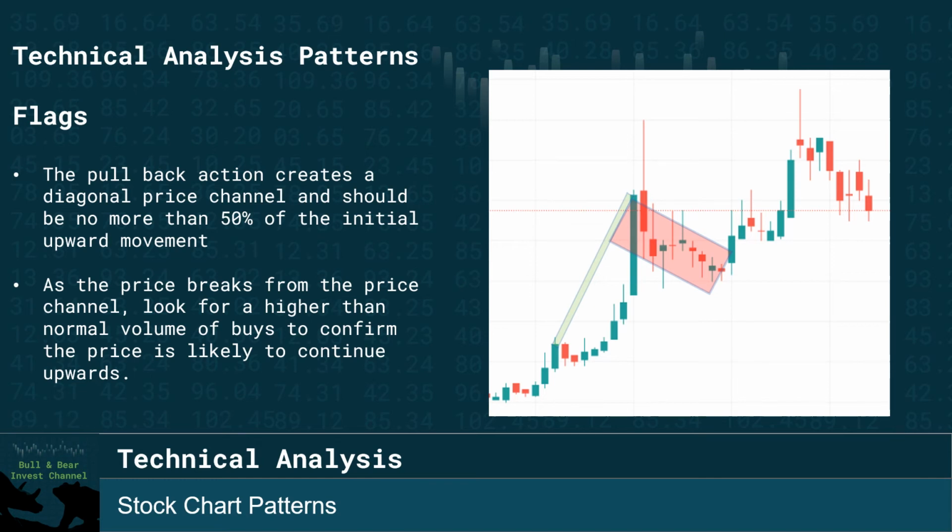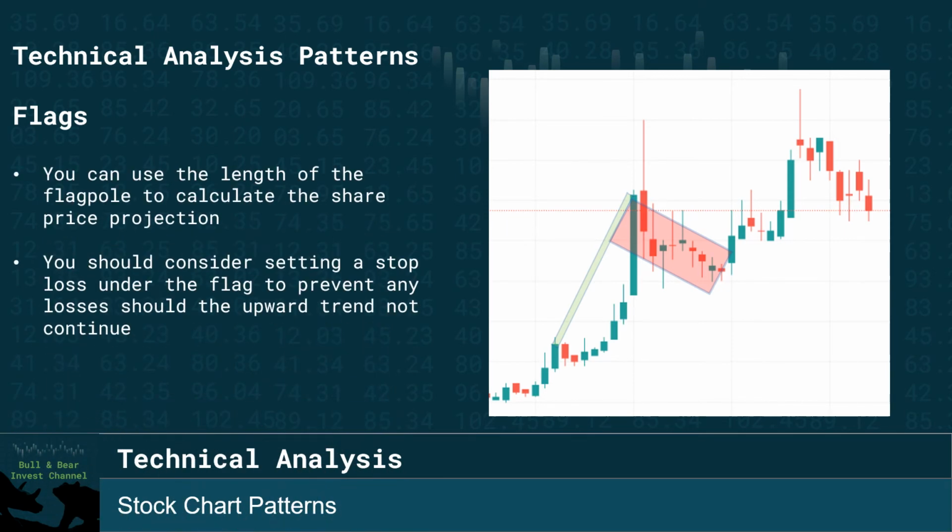As the share price breaks the price channel, look for a higher than normal volume of buys to confirm that the price is likely to continue upwards. You can use the length of the flagpole to calculate the share price projection by placing it on the tip of the flag. This will give you an indication to what to expect the share price to rise to. You should also consider setting a stop loss underneath the flag to prevent any losses should the trend not continue in the upward direction.